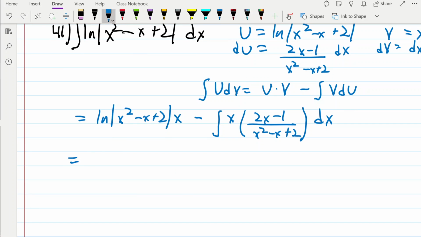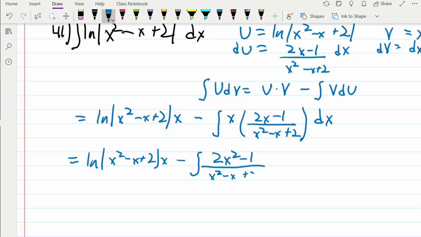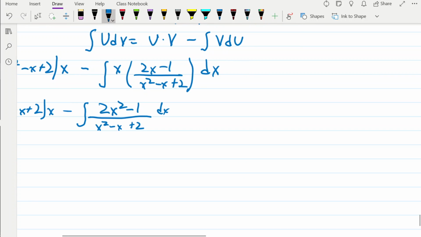Alright, so this is going to be equal to ln times the absolute value of x squared minus x plus 2 times x minus the integral of 2x squared minus 1 over x squared minus x plus 2 dx, which we can use long division, and then probably followed by partial fractions. Because let's see, yeah, we need to do some long division.